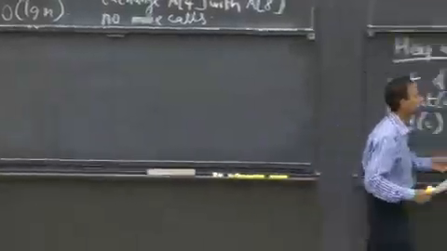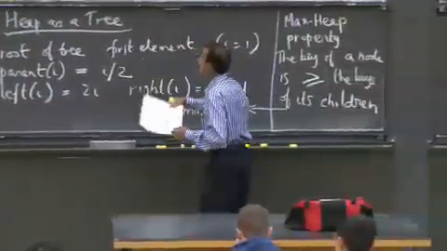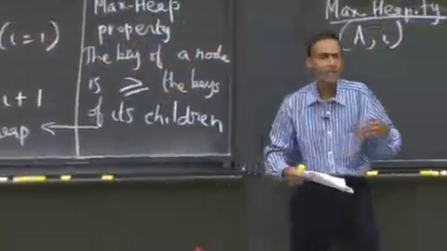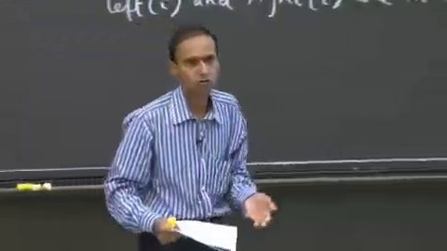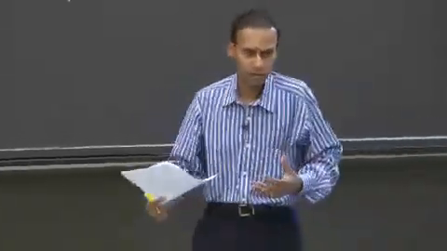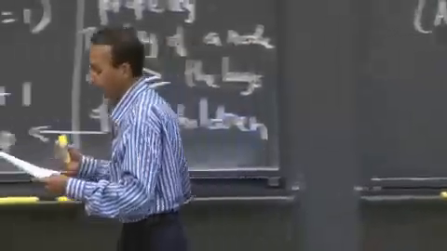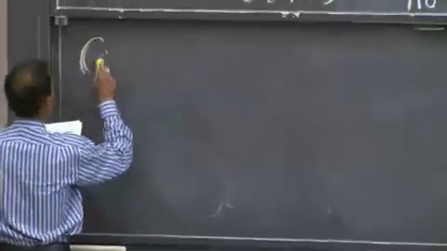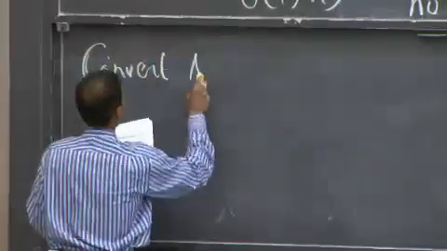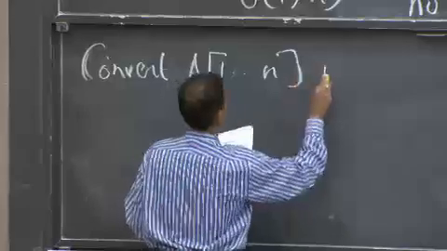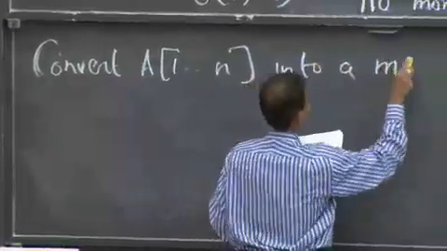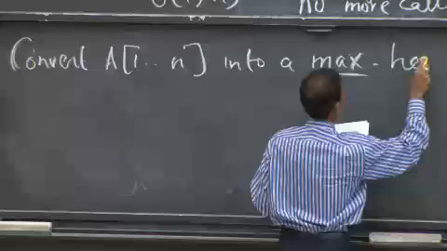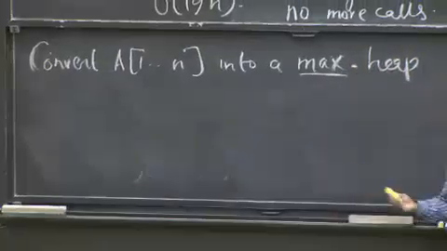One of the things that we need to do, as I said, is to take an unordered array and turn it into a max heap, which is a non-trivial thing to do. And once we do that, we can do this extract max deal to sort the array. So the first step is we want to convert an array A 1 through n into a max heap. And the key word here is max heap because every array can be visualized as a heap.